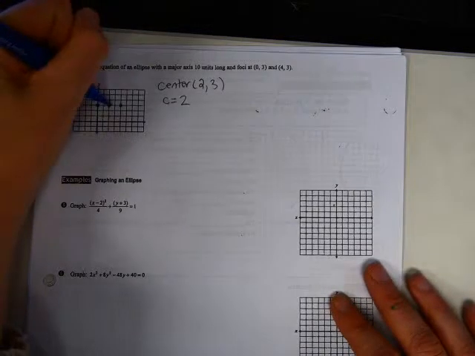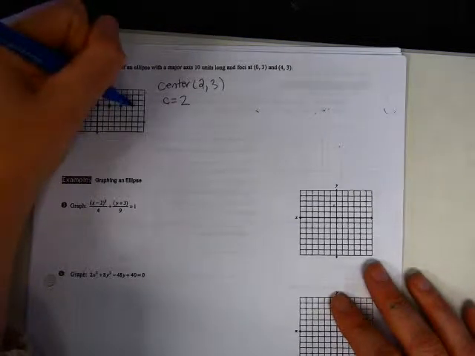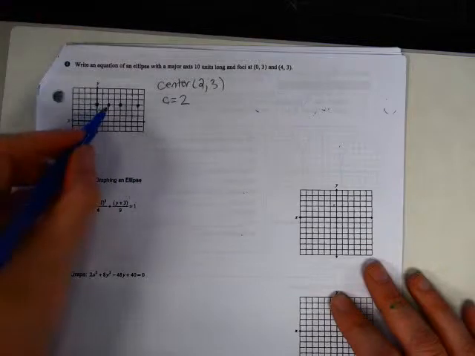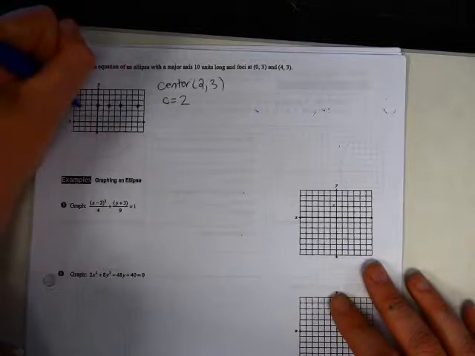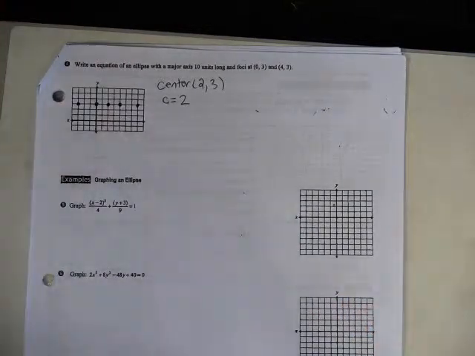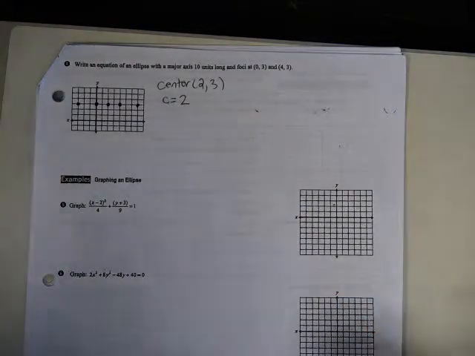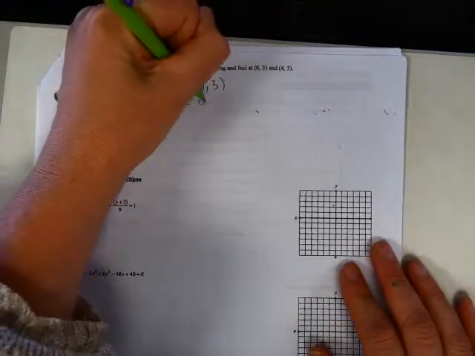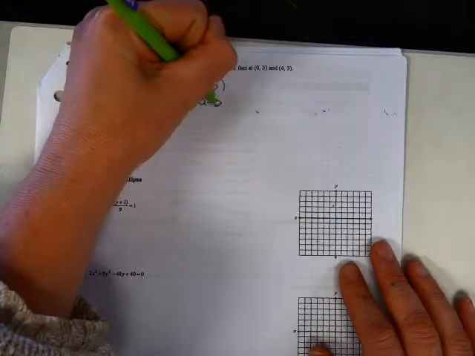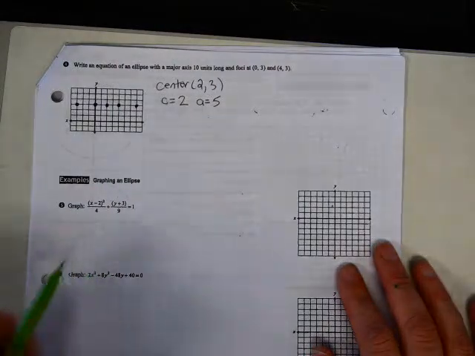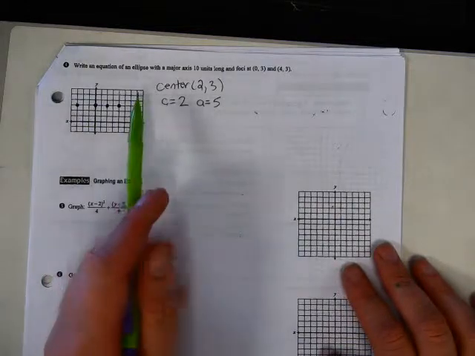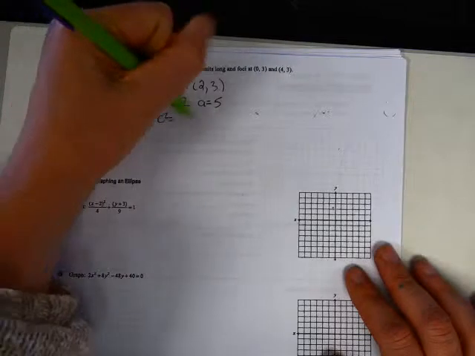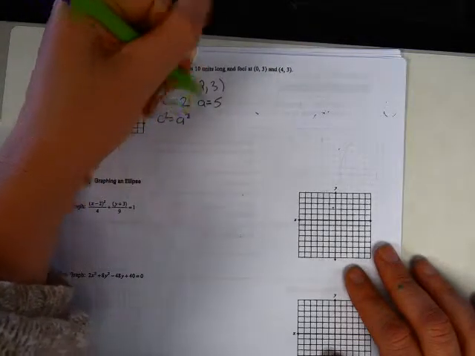Okay, so now let me find A. So my ellipse has a major axis that's 10 units long. That means, again, that it's 5 units on either side of center. So I'll start at my center, count over 5. 1, 2, 3, 4, 5. Back to center, 1, 2, 3, 4, and 5. So that means that my A, distance from center to vertex, is 5.